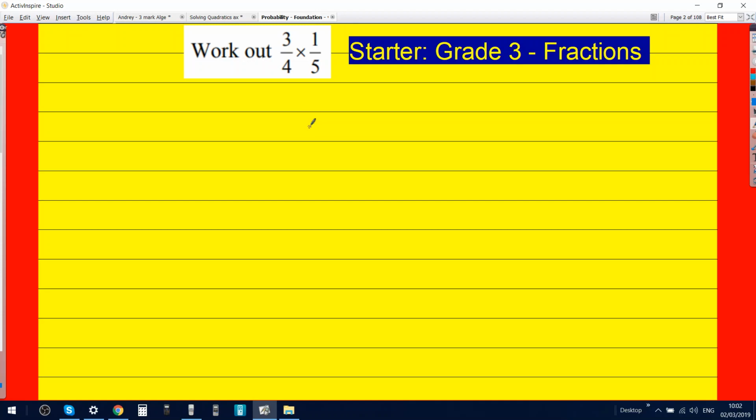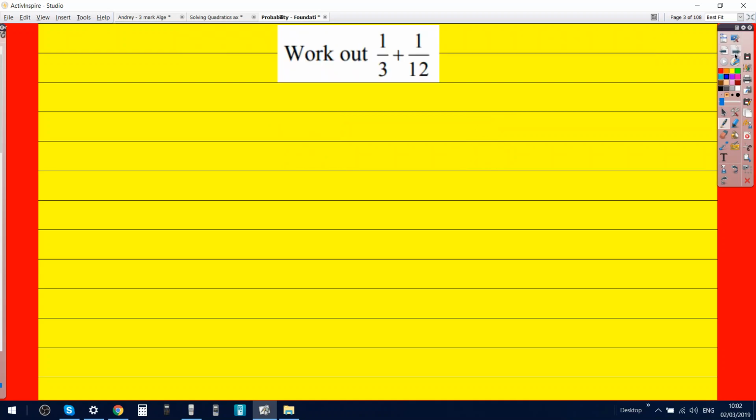Right, so how do we do this one? So it's 3 times 1, which is 3, 4 times 5, which is 20, and that gives you a fraction of 3 over 20. That's it. So multiplying, strangely enough, is the easy one.